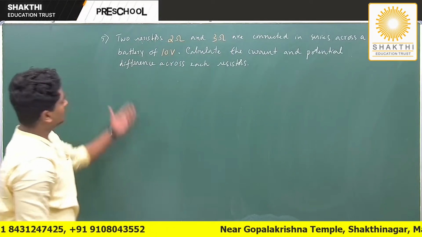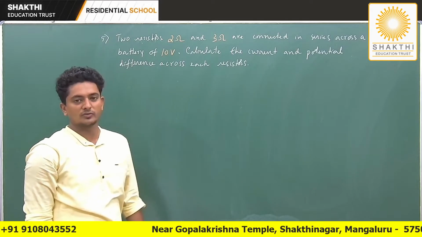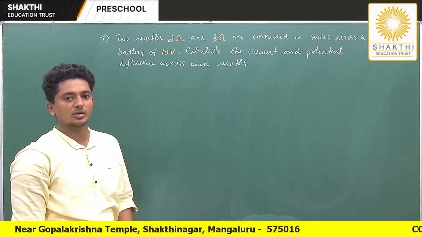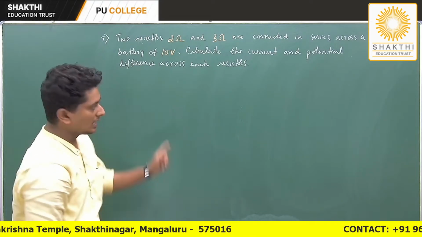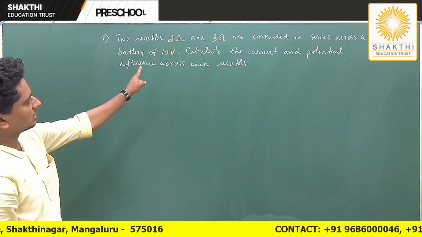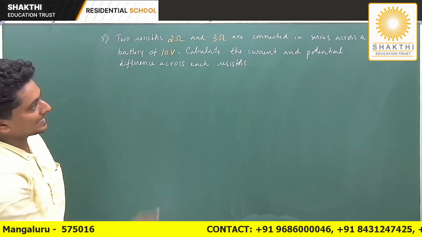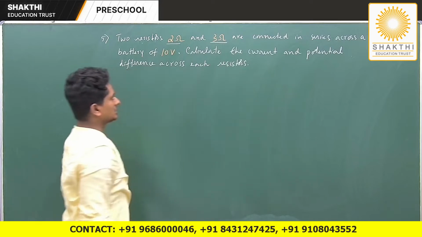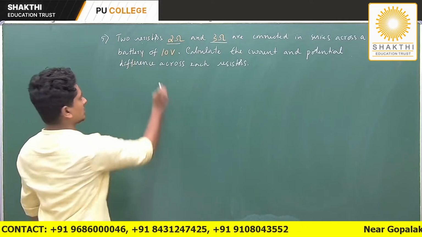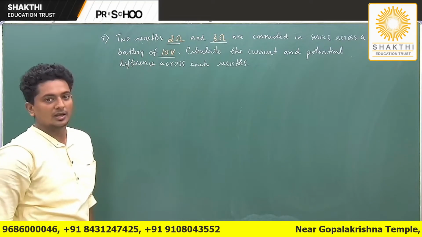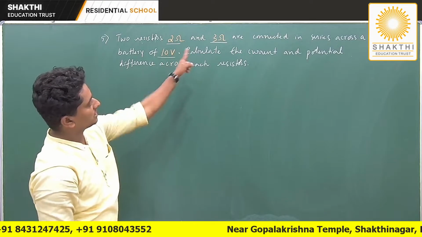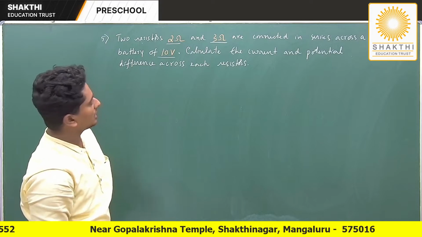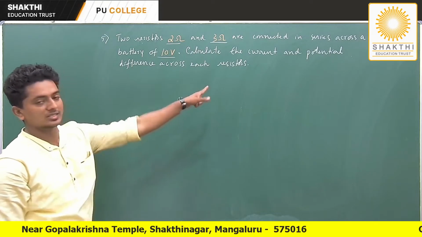Next, we have a problem related to series combination of resistors. Series combination of resistor, one problem, and parallel connection of resistors, one problem. Two problems we will be doing. Okay, let us read the question. Two resistors, 2 ohms and 3 ohms, are connected in series across a battery of 10 volt. So there is a battery. This is the potential difference of the battery, and two resistors are connected in series across them. Calculate the current and potential difference across each resistor.